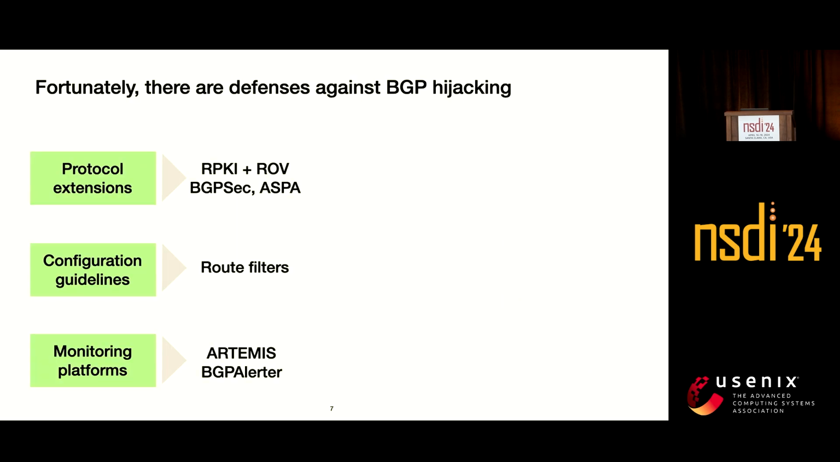Okay, so if you know about BGP hijacks, you probably know that there are defenses. So typically there are protocol extensions such as RPKI-ROV, BGPsec, or ASPA. Operators are also supposed to configure route filters to prevent bogus routes from propagating through the internet. And finally, there are monitoring platforms that can detect BGP hijacks in near real time.